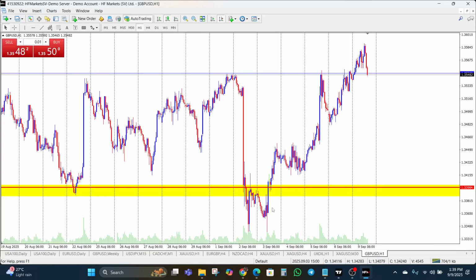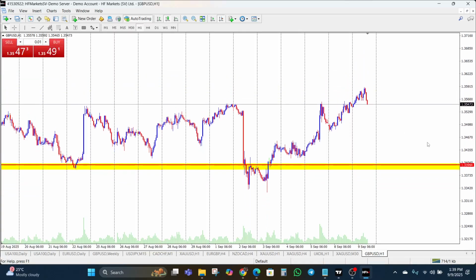So next is the break of structure, or the BOS for short. The BOS occurs when price breaks a key swing high or low, signaling a potential trend change. The problem is not every BOS is real. Some are part of a liquidity grab designed to trick traders into entering too early.